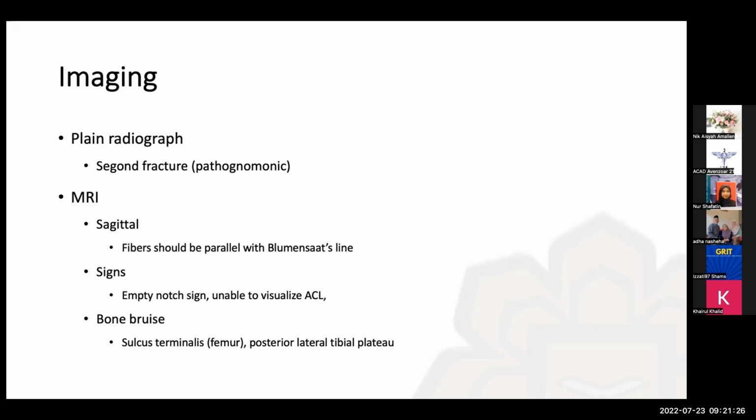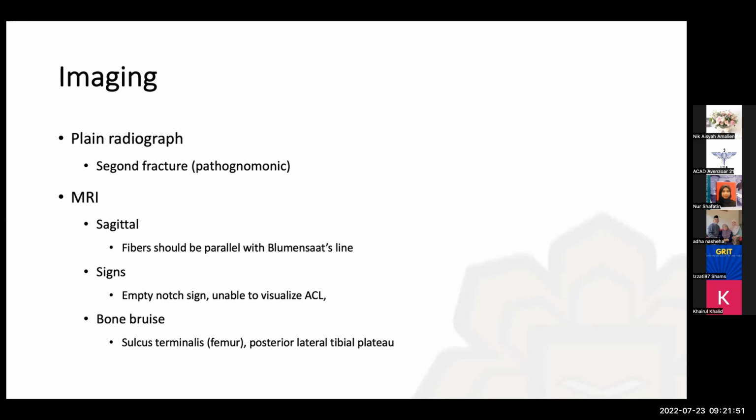I would like to request a plain radiograph, AP and lateral, of the right knee or left knee. Then I would like to look for any sign of ACL injury, such as indirect signs and the pathognomonic Segond fracture. What is a Segond fracture? I'll show you later. Then for MRI, you can state the indications, or why you want to perform MRI.